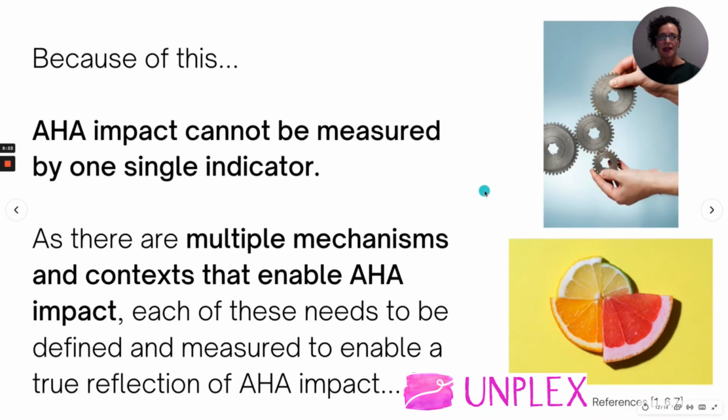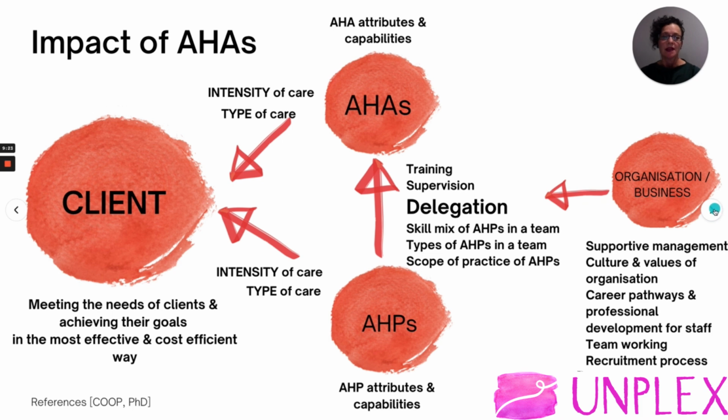Because of this, the allied health assistant impact cannot be measured by one single indicator alone. There are multiple mechanisms and contexts that enable an allied health assistant to be impactful, and each of these needs to be defined and measured to enable a true reflection of what it is that's helping an allied health assistant to have impact or not. This diagram demonstrates how allied health assistants fit within the team and the organisation, and how all the different factors will go towards influencing those client outcomes that we've just listed.